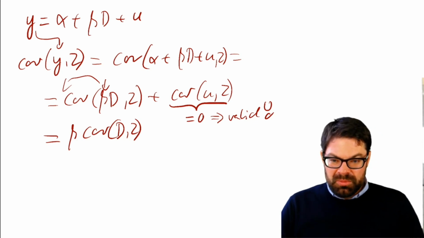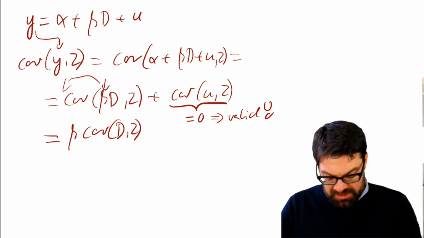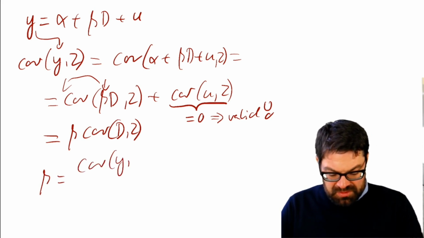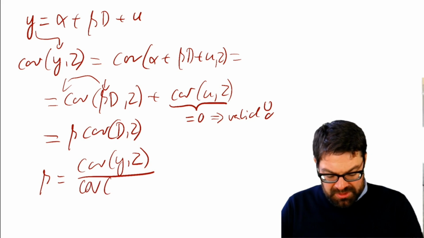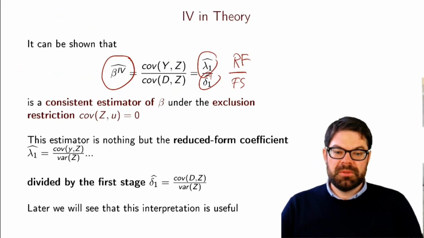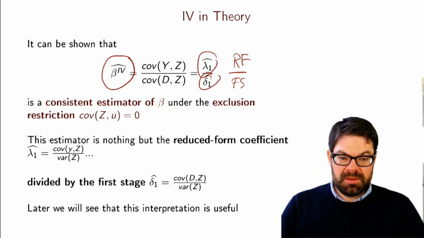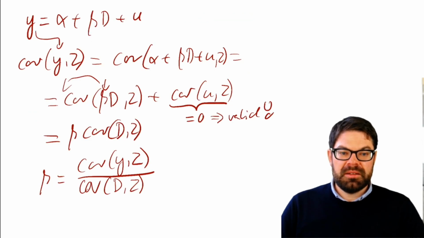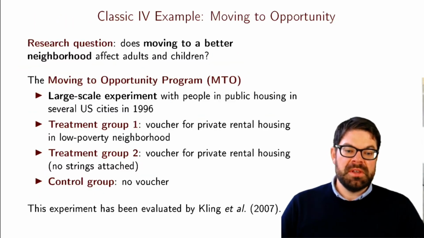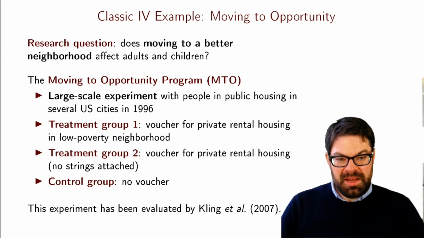And now we simply need to solve for beta. So beta equals the covariance of the outcome and the instrument divided by the covariance of the treatment and the instrument. And so this is exactly what you can see up here. And we will see later and also in future lectures why this is such an important insight.